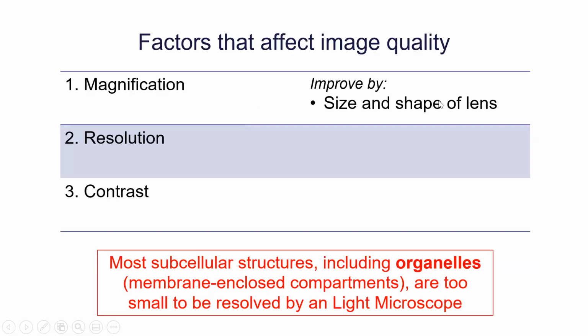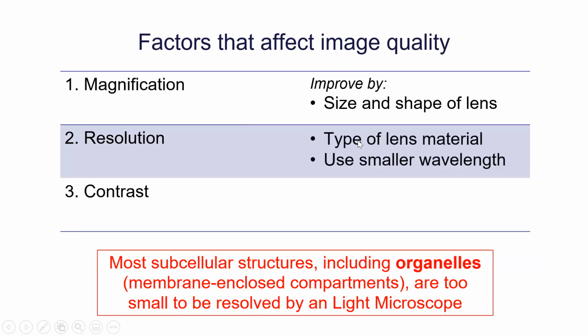Okay, so we have magnification. We can improve that by having a bigger lens. Resolution, we can improve that by having a better lens material such as quartz. Contrast, we can improve that by staining. And the problem is there's a limit. There's a limit to how much we can do with visible light.